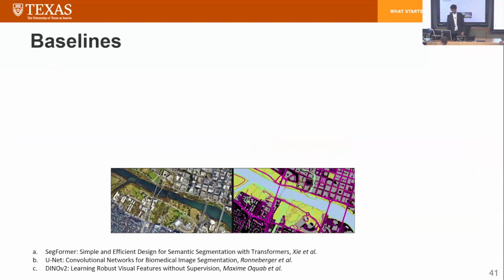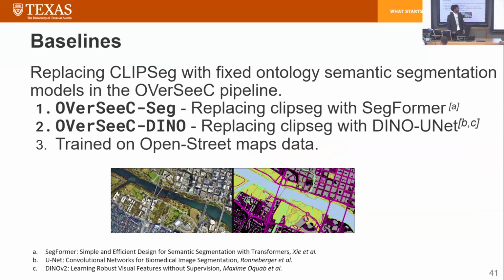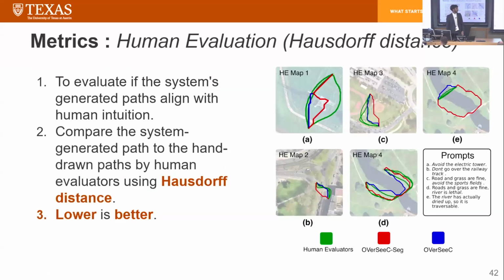So for baselines, the problem is there is no such model that can do the entire thing. So we resorted to replacing the ClipSeg with fixed ontology semantic segmentation models like SegFormer or a UNet with a DINO backbone. And we trained it on OpenStreetMap's data. This is the first metric.